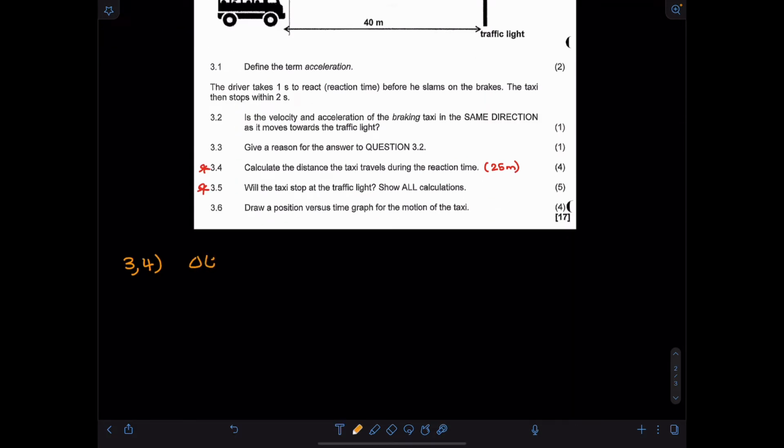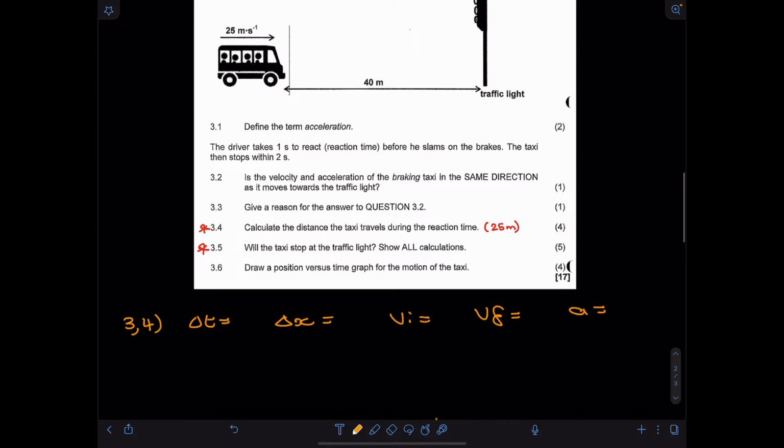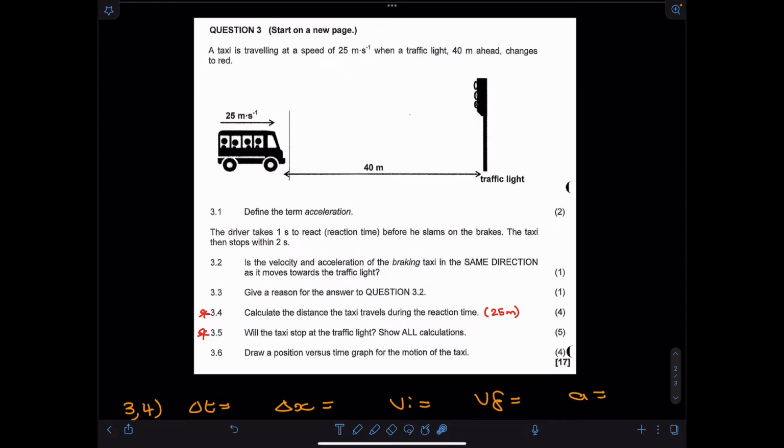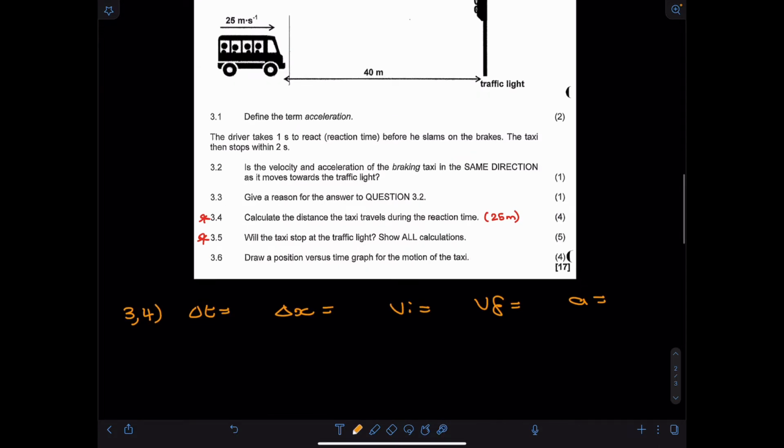So delta x equals, vi equals, vf equals, and acceleration equals. Okay, so what do we know our change in time to be for this? Remember this question says during the reaction time. So that doesn't mean the whole duration of the motion. It's just talking about this 1 second that the driver takes to react. So delta t is going to be 1 second, right?